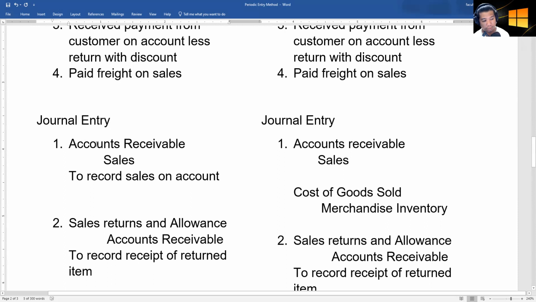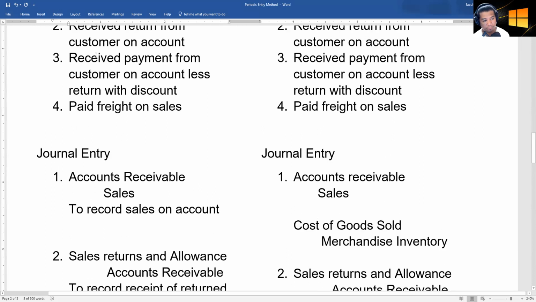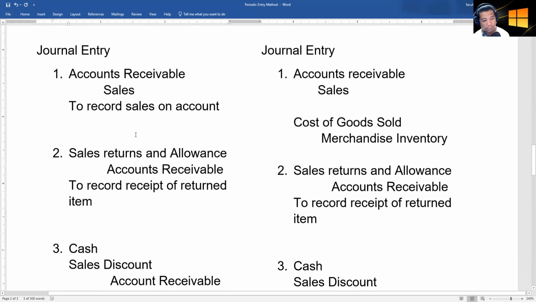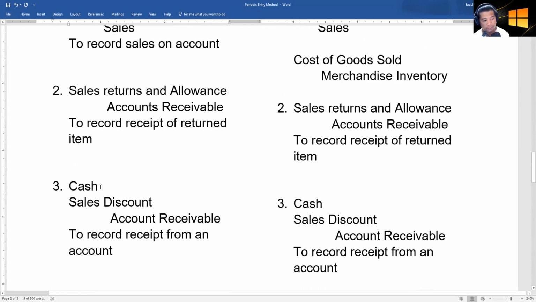Because hindi naman talaga dito binayaran ng customer. So dito, babawasan mo lang yung marireceive mo sa kanya because of the returns. Maybe that is a defective product, di ba? Then for number 3, we have receive payment from customer on account, less return with discount. So nagbayad ng customer. So ano mangyayari dyan? Cash, of course, then sales discount, and account receivable. Okay? So wawalain mo na yung hold mo against the account receivable. Ibabalik mo na yan sa kanya kasi nagbayad na po siya ng cash.